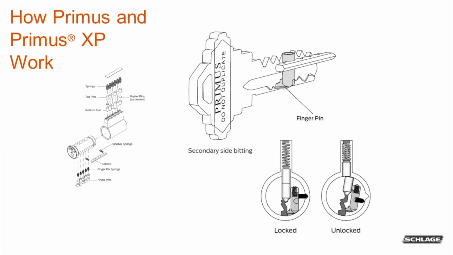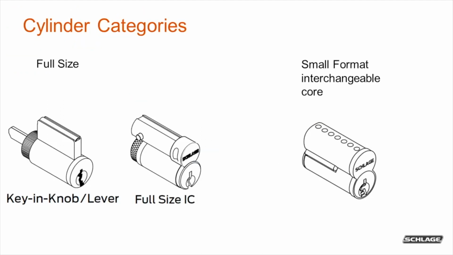When all notches on the sidebar and back of the finger pins are aligned, and the regular pins are aligned at the shear line, the plug is free to rotate. This secondary bitting and the use of the side pins make this lock more resistant to picking. Primus and Primus XP cylinders can be incorporated into any system using classic obverse, Everest, and Everest 29 full-size keyways, including master keyed systems, with no adverse effects on the system's expansion. You have a choice of cylinders.